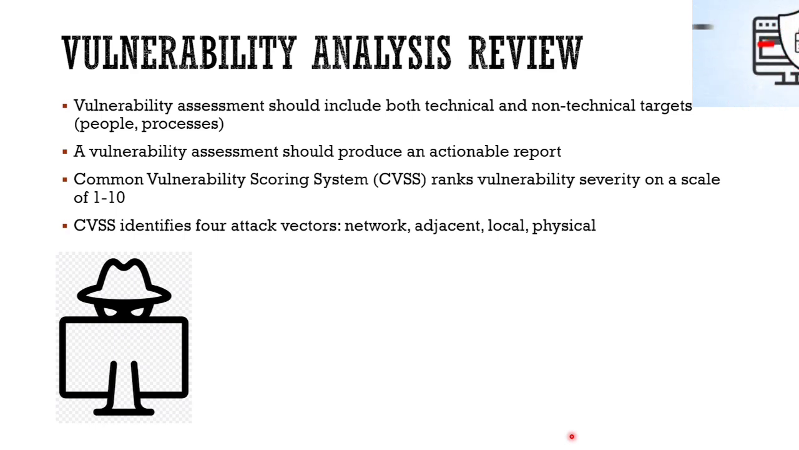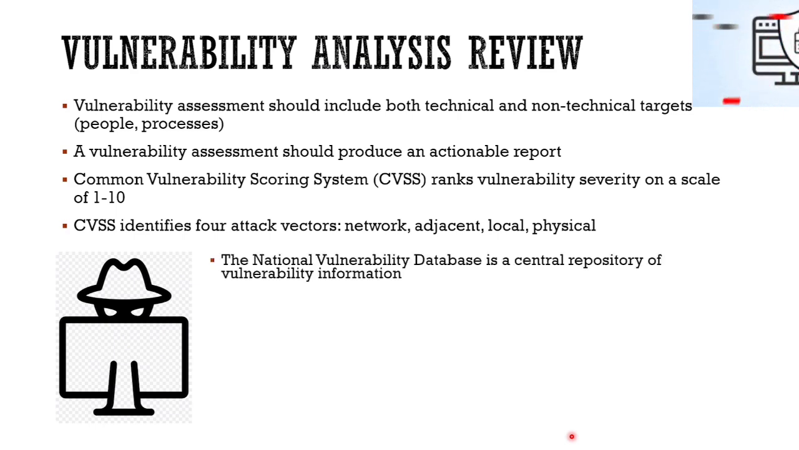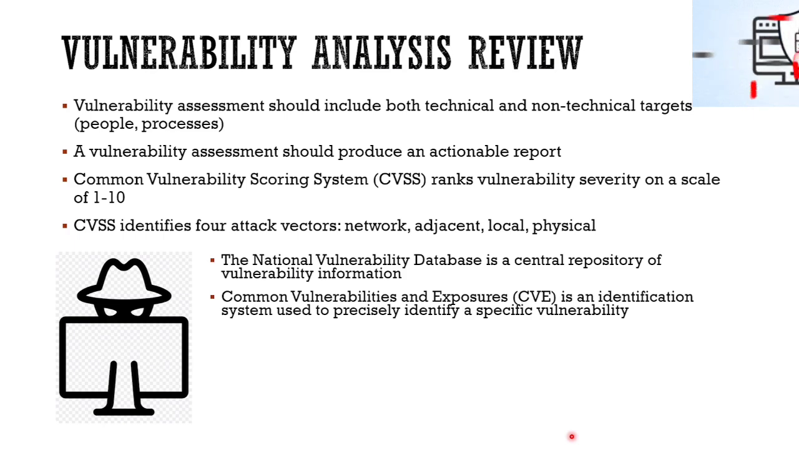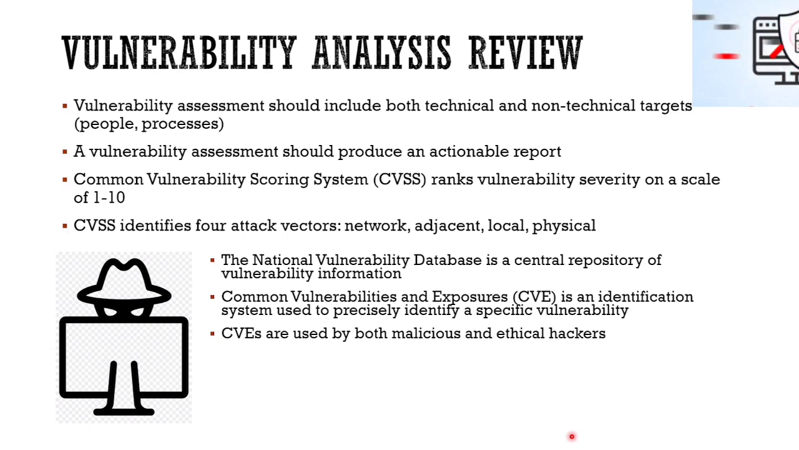The NVD, the National Vulnerability Database, is a central repository of vulnerability information. A CVE, Common Vulnerability and Exposure, is an identification system to precisely identify one particular vulnerability, and everybody uses it. If I refer to a CVE number, which would be CVE dash the year, and then what vulnerability number in that year, both malicious hackers and ethical hackers know exactly the vulnerability I'm talking about.